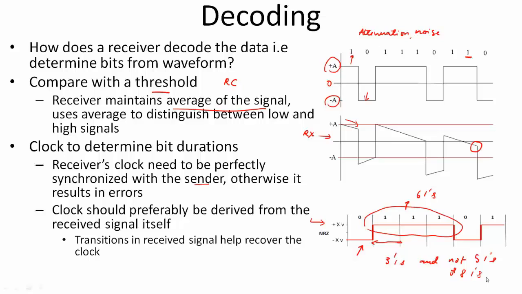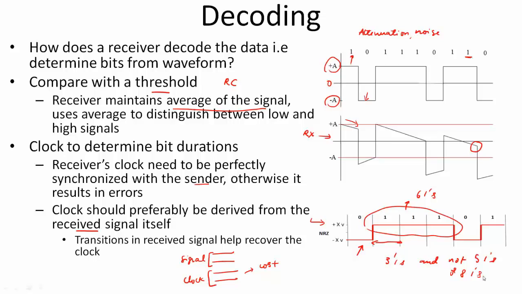Now how do you derive this clock? One method is to use one pair of wires to send the signal and another pair of wires to send the clock. But unfortunately, this is going to increase the cost of the wire. So most solutions tend to avoid this, and they try to recover the clock from the received signal itself.